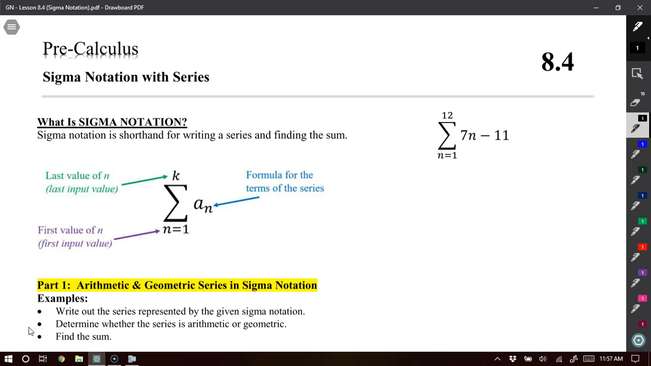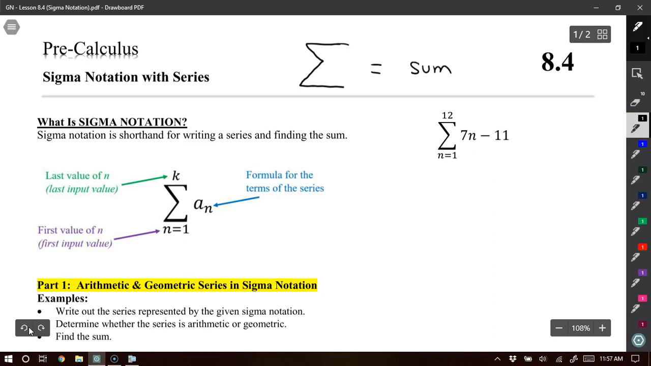In this video, we're going to look at lesson 8.4, which deals with sigma notation with series. So really, it's going to take everything that we've dealt with so far, arithmetic series, geometric series, and infinite geometric series, and we're going to learn shorthand, because that's really what sigma notation is. We have the Greek letter sigma, and the Greek letter sigma is shorthand for the word sum. So when you see sigma, you need to think that you are finding the sum of what's next to it.